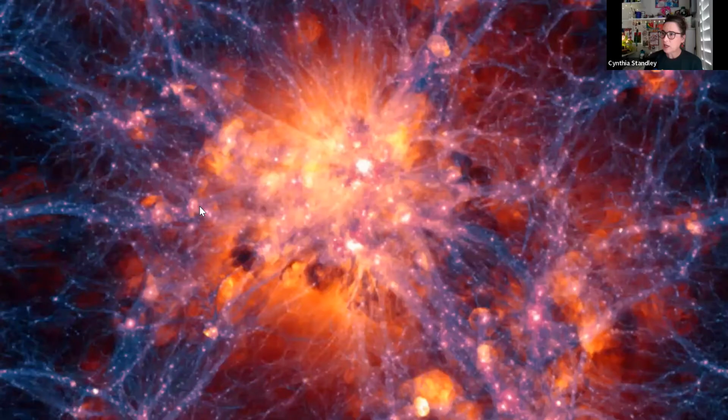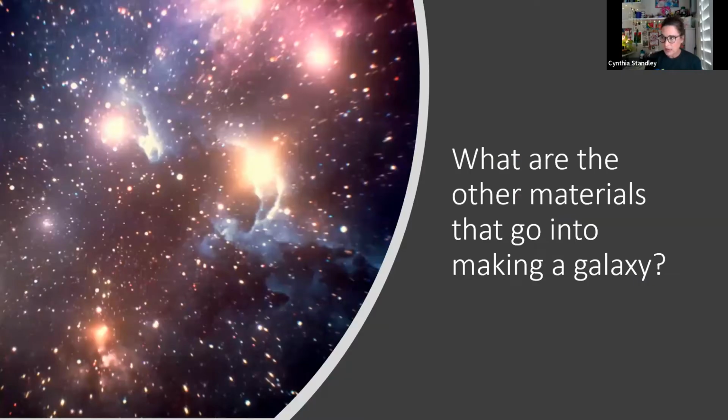Here's another image, and I want you to look at the colors. Start thinking about what colors you want to have. This one's got a lot of red and a lot of yellow, and this is called the Illustris project. It's a cosmological simulation of galaxy formation using state-of-the-art coding. So what other materials go into making a galaxy? Well, clouds of gas and dust are believed to have eventually collapsed under their own gravitational pull to form the Milky Way's first stars.